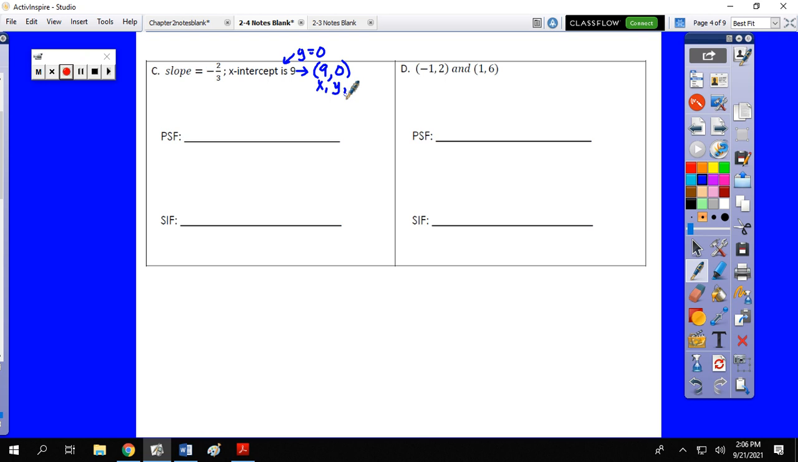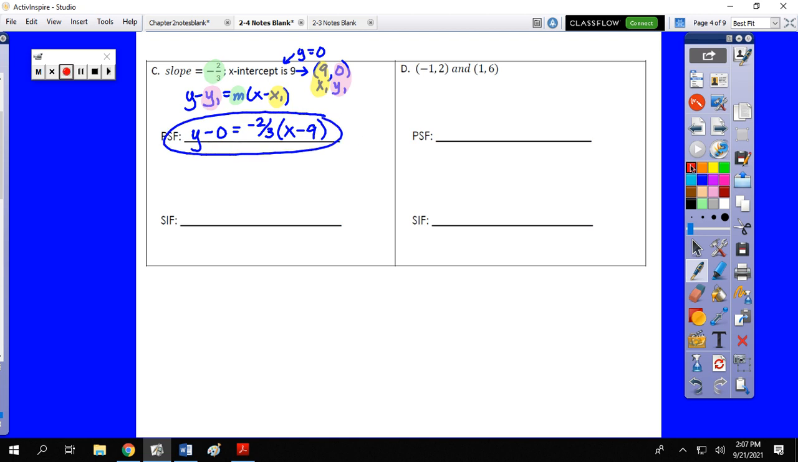Okay, so once again, we have what we need to write out point-slope form. Y minus y1 is m times x minus x1. Slope is given. Slope is negative 2/3. We have the x1 as being 9, and we have the y1 as being 0. It doesn't matter if the point contains a 0, it's still a point, and all you need to write point-slope form is the slope and a point. That would be y minus 0 equals negative 2/3 times x minus 9.